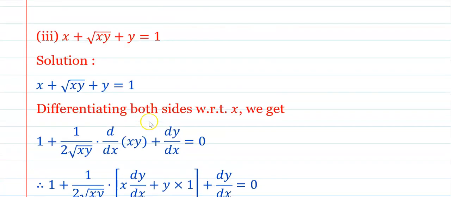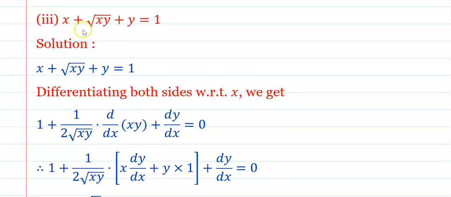Okay, now the next: x plus root xy plus y is equal to 1. Again, this is the implicit function. Differentiating both sides with respect to x, derivative of x is 1 plus the derivative of root of xy is 1 upon 2 times root xy into the derivative of xy. Derivative of y is dy by dx, derivative of 1 is 0.